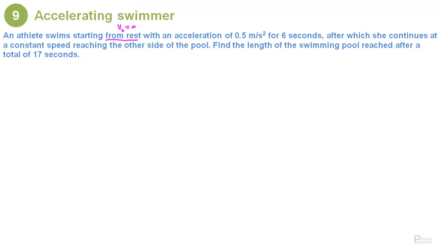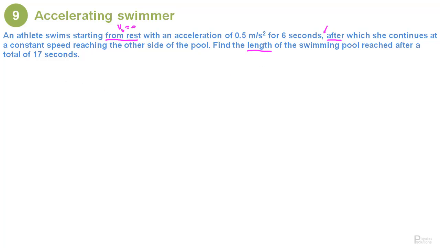Then we have the second part, which starts with the comma and the word "after." This combination, the comma and the word after, sometimes the word then, implies that here's when the second part of the exercise will start, and of course the first part will finish. So after this point, she continues at a constant speed and will reach the other side of the pool. The question is, find the length of the swimming pool. We also have the total time.